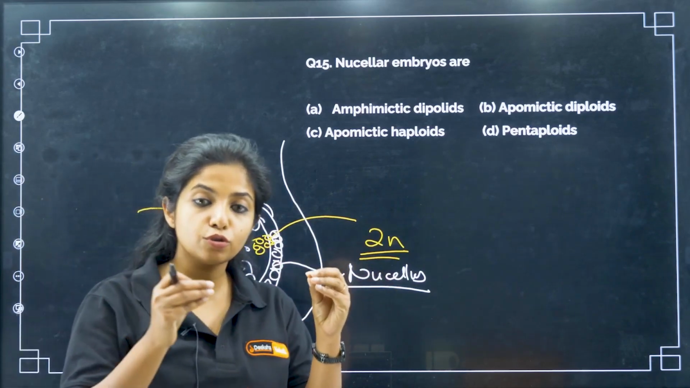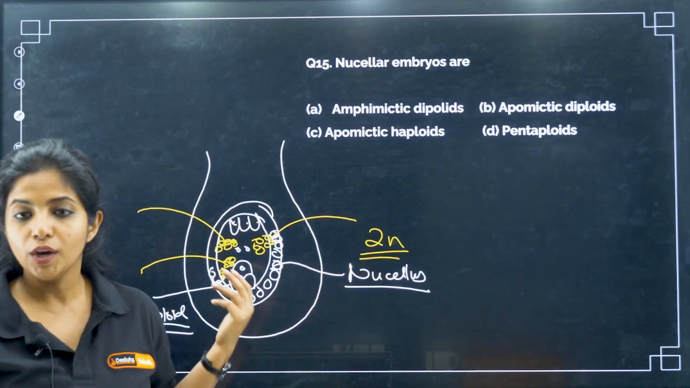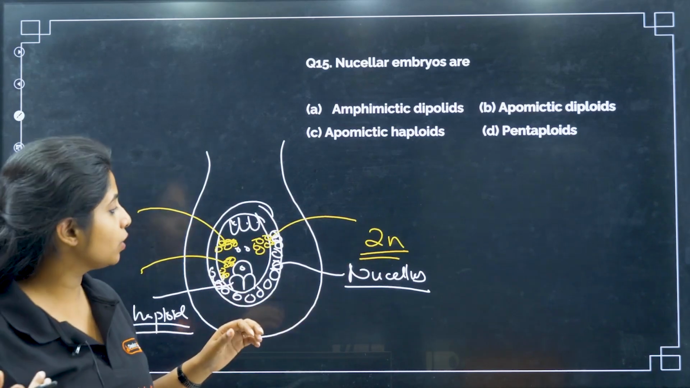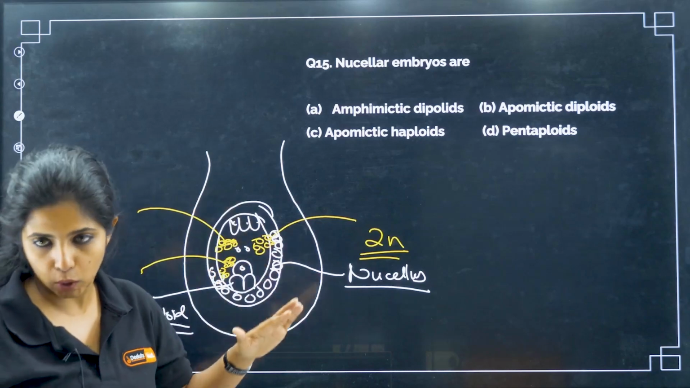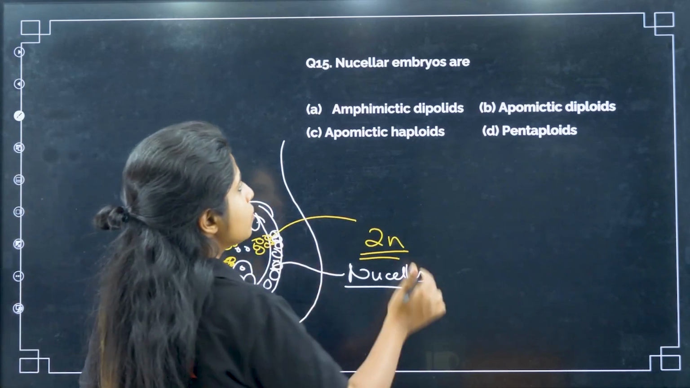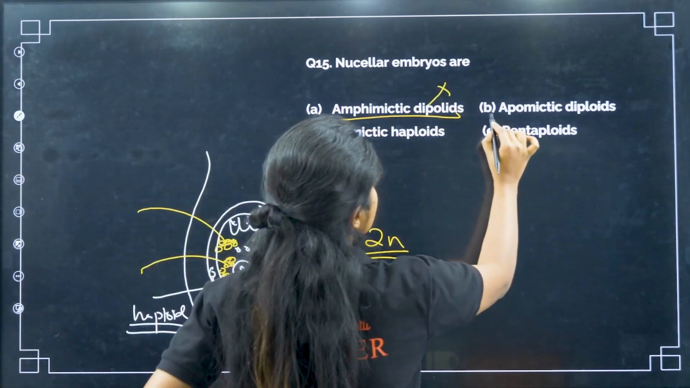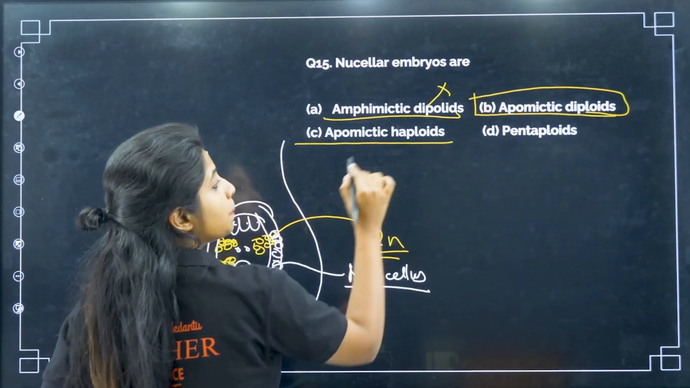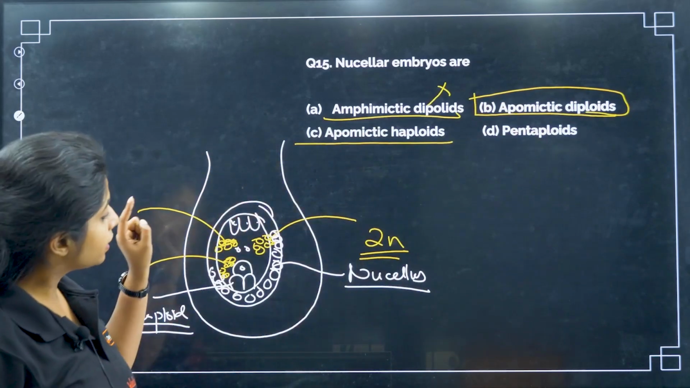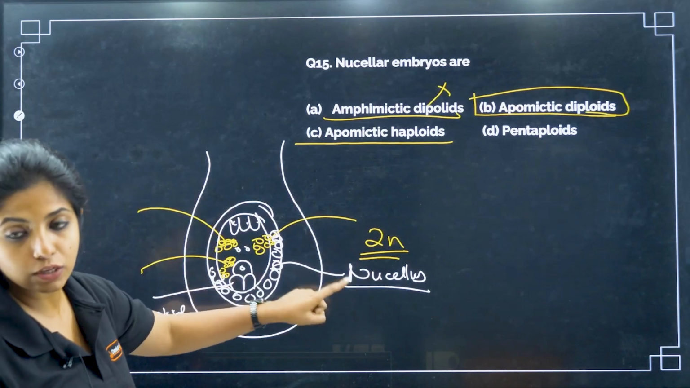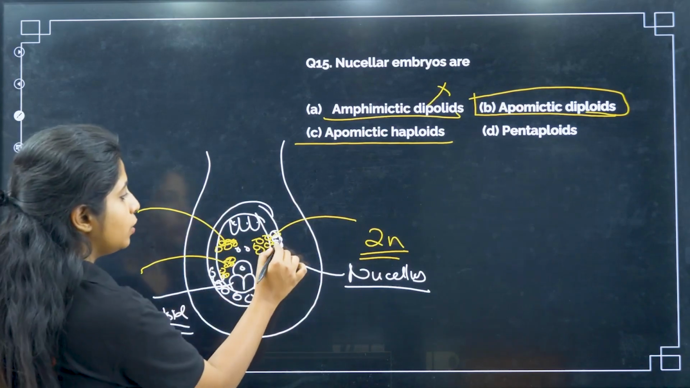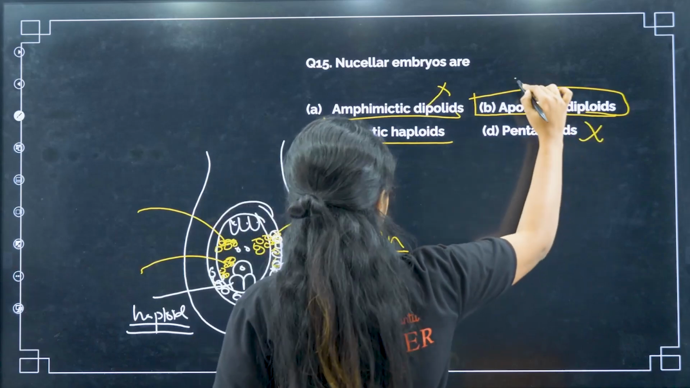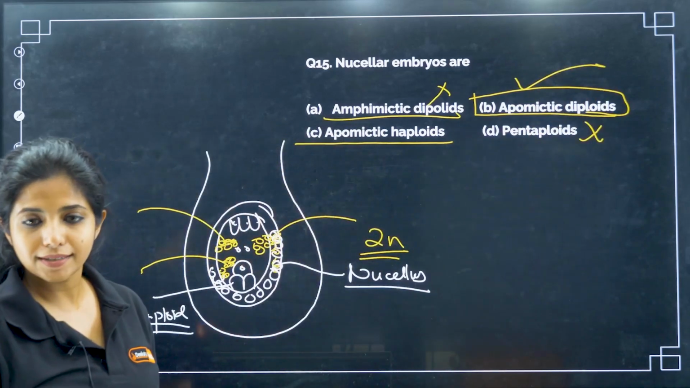And is it normal reproduction that is happening over here? No. Do you think there is fusion of gametes and that is how embryos are being formed? No, my dear children. So you'll call this apomixis, which is why you'll call them apomictic diploids. Okay, so nucellar embryos are not amphimictic diploids, they are apomictic diploids, not apomictic haploids. They are not haploids, they are diploids because they are arising from what? Cells of the nucellus, which is right over here. Okay, not pentaploids as well. Your only answer is apomictic diploids.